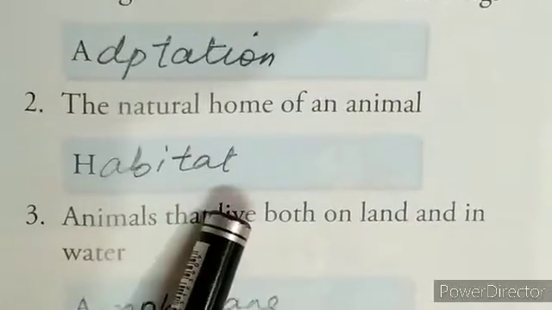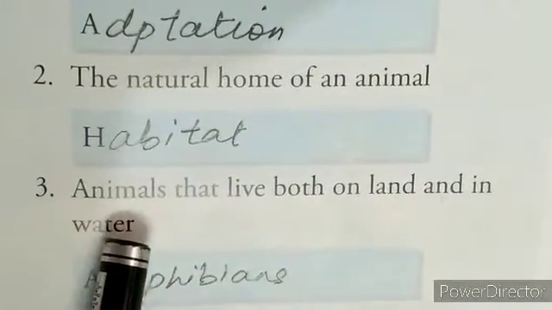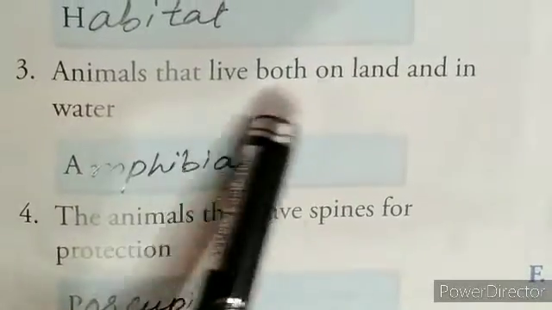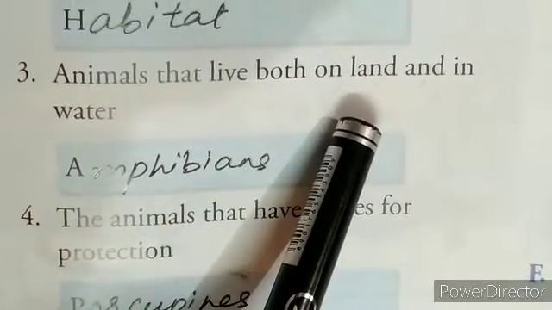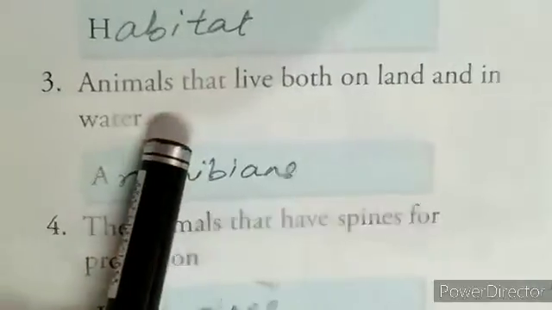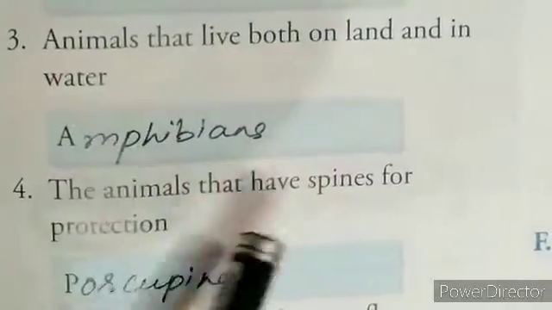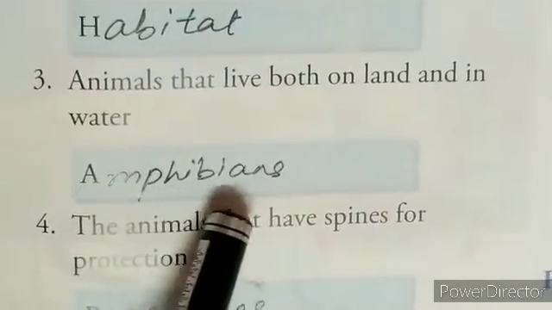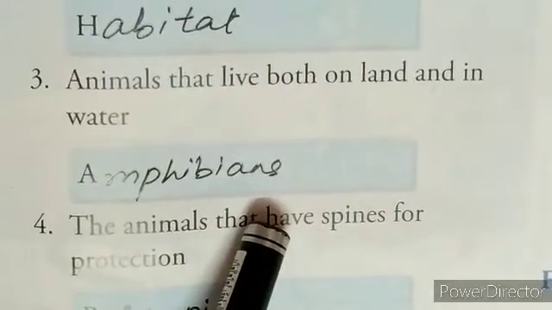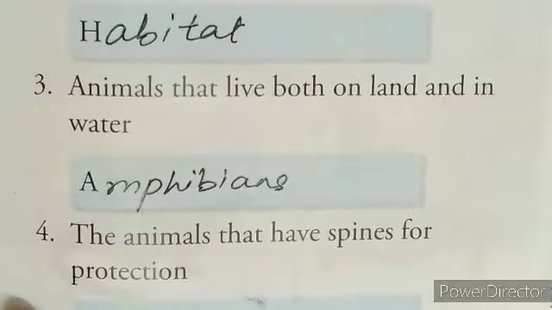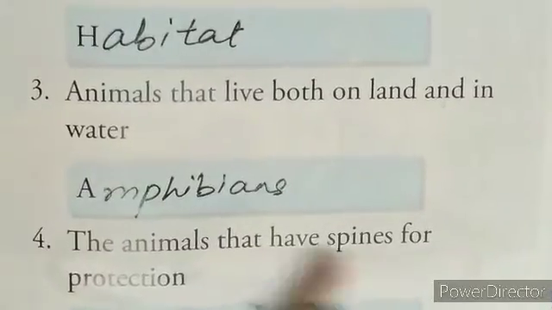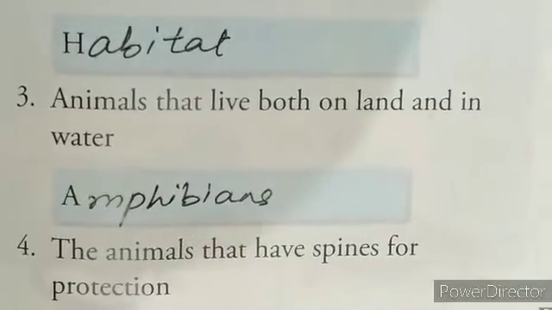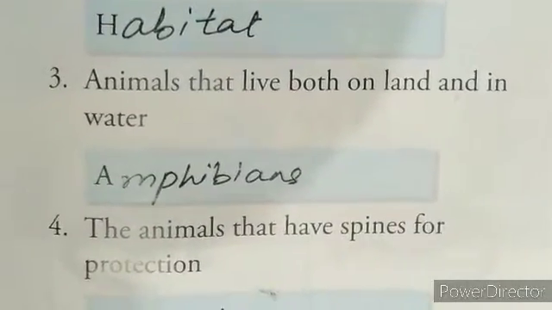Habitat. Third, animals that live both on land and in water. Which animals live both on land and water? That is amphibians. Now fourth, the animals that have spines for protection. Which animal has spines for protection? That is porcupines.